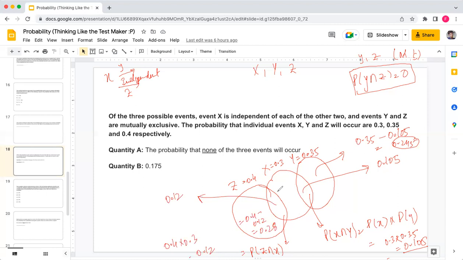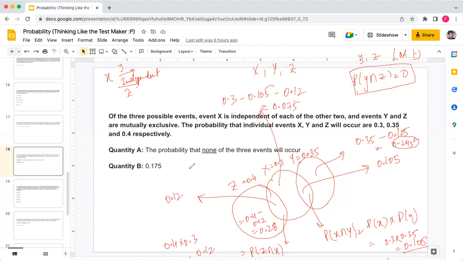And we are left with this portion only. This will be 0.3 minus 0.105 minus 0.12, which will be equal to how much? 0.075.